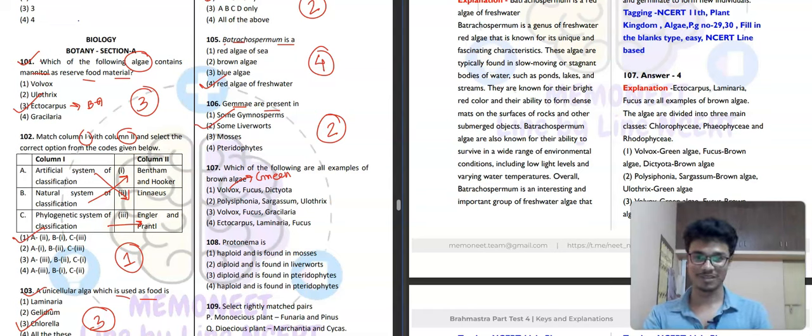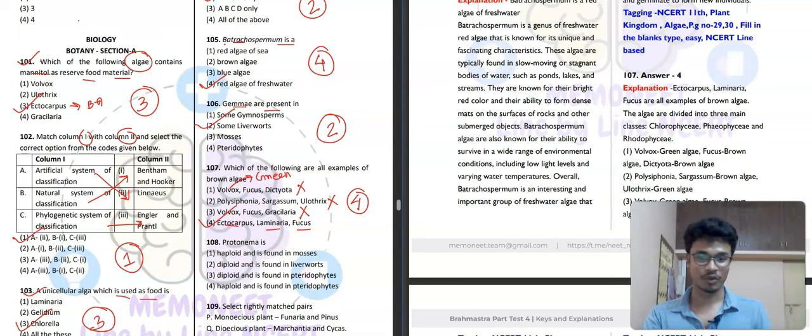Okay, so now let's solve this. Volvox is a green algae, so that is not correct. Now Polysiphonia, Sargassum and Ulothrix. Ulothrix is basically a green algae, that's why this is not correct. Now Volvox, Fucus and Gracilaria. You know that Gracilaria is a red algae, that's why it is also not the correct answer. But Ectocarpus is a brown algae, Laminaria is a brown algae and Fucus is also a brown algae. The fourth option will be our correct answer for this question. So this question basically tests the examples of algae, whether you remember them or not.